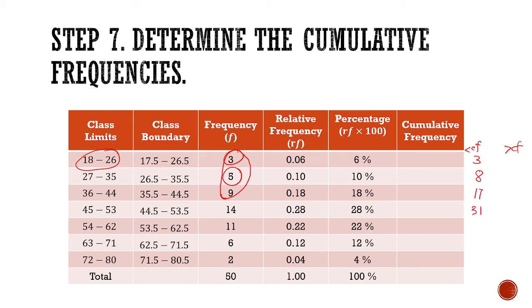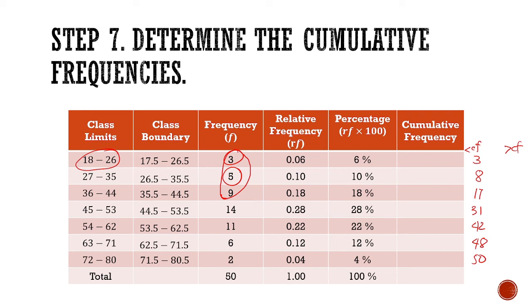Is that correct? Okay. Then we have there 31 plus 11. That will be 42. Then 42 plus 6 will be 48. And 48 plus 2, that will be 50. Okay. So how about the greater than CF?